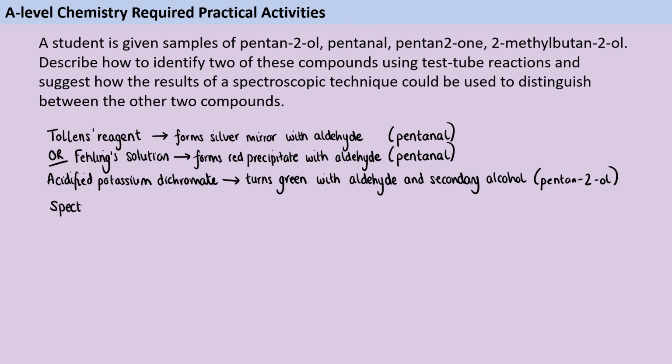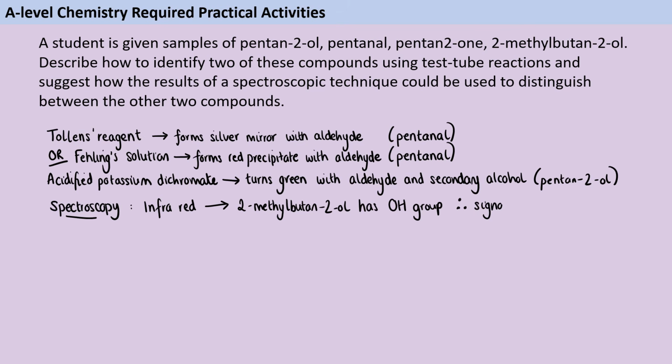Now for the remaining 2 compounds that we're trying to differentiate between, we're going to need to use our spectroscopic techniques. So we've got a couple of different options here. We could use infrared, in which case we're looking for the signals based on the different bonds that are present. So in the tertiary alcohol, we've still got that OH group, and so that's going to give us a signal between 3,230 and 3,550. Or alternatively, we could just look at the ketone, and that's got the carbon double bonded to oxygen, so that's going to give us a signal in a different place.